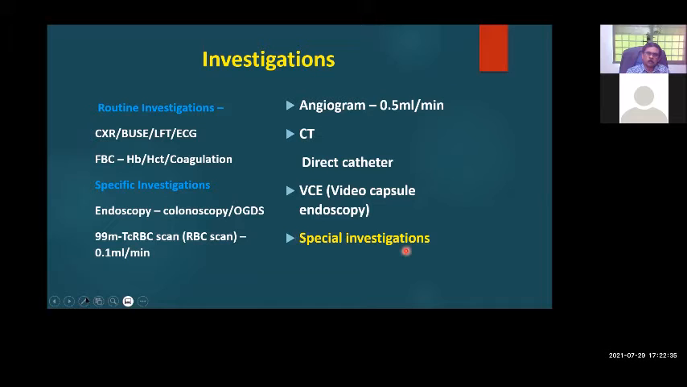I put here the special investigations, which include the video endoscope, angiogram, and RBC scan. These three are not routine investigations for lower GI bleed, but they are done when necessary, depending on the severity of the bleeding. Again, I must emphasize colonoscopy as the mainstay of investigation and treatment. It is not only diagnostic to detect the source of bleeding, it is also therapeutic, as it provides the means for the various endoscopic procedures to stop the bleeding.